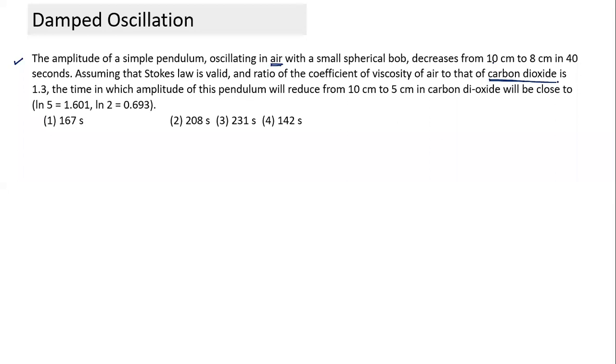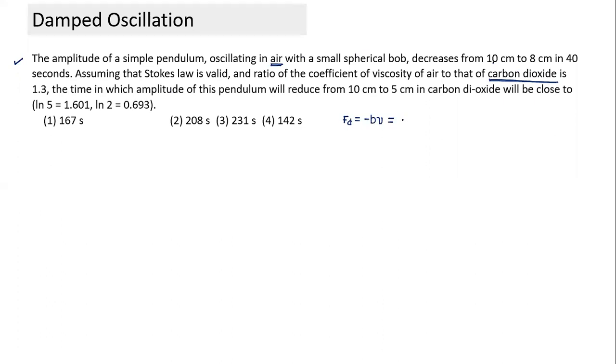Should it lead to any change if I oscillate in air or if I oscillate in carbon dioxide? Why should there be any change in the equation? Damping constant will change. Proportional to viscosity. So this question was only to understand, see my damping force. What is damping force equal to? Minus b into v. Here they are saying Stokes' law is valid.